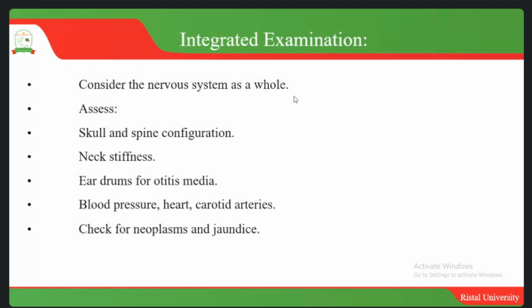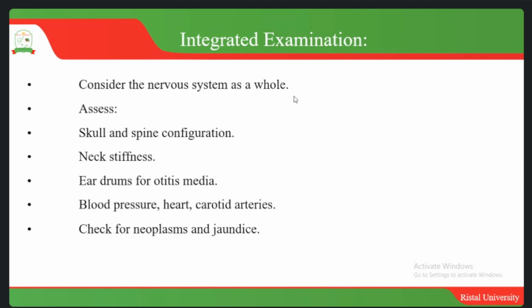So some of the integrated examinations we need to consider in relation to the nervous system can be the skull, the spine configurations, we need to know that. Then the neck stiffness. There are so many things that affect the nervous system and cause stiffness of the neck, like meningitis and so forth. Then eardrums for otitis media, you also have to assess that because it can affect our patients in their hearing system, which is one of the sensory organs. Then also the blood pressure, the heart, the carotid arteries, we have to look at that. Then check for the neoplasms and jaundice.